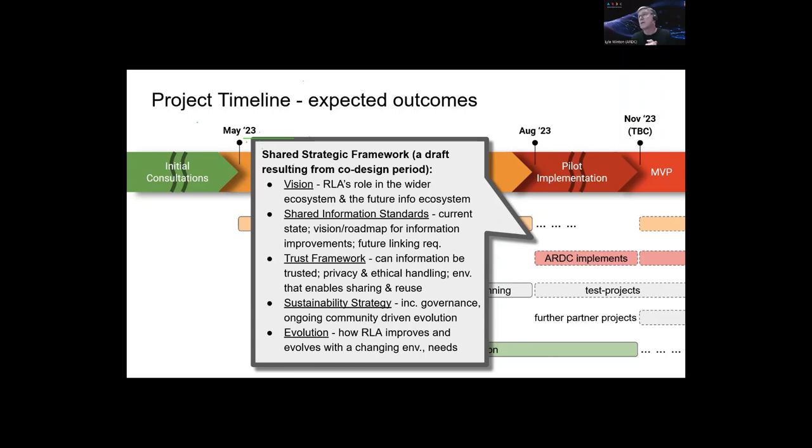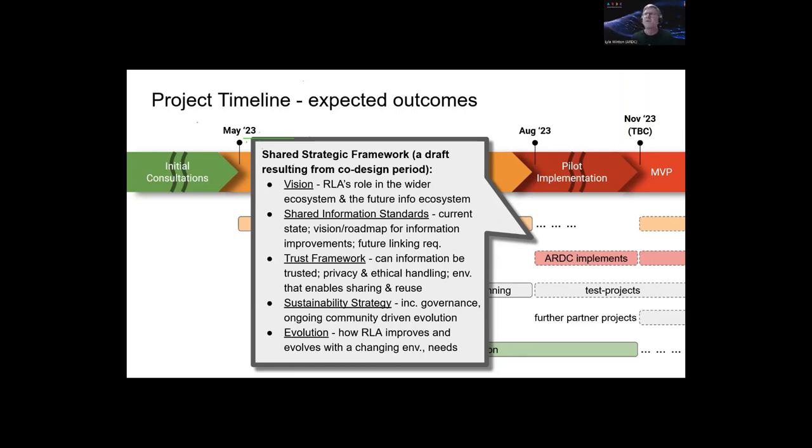Necessarily, that should include information standards. What's the current state? Where do we need to get to in information improvement in order to make these things work? And what are our future linking requirements? What can we do now, but what do we need to work on in the future? We think that a trust framework is a part of this, relevant to Jeff's comment.